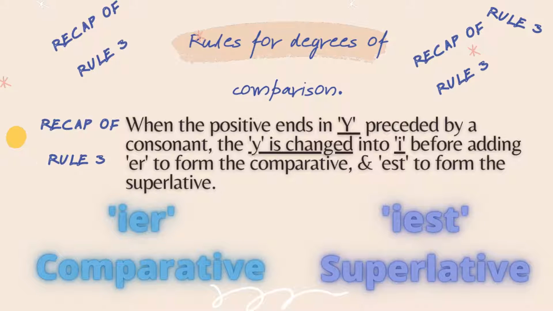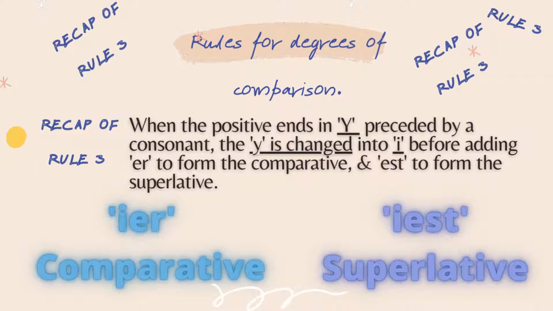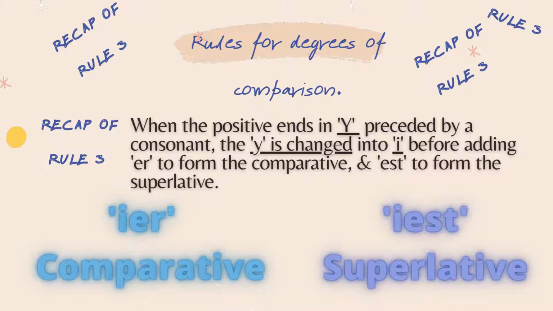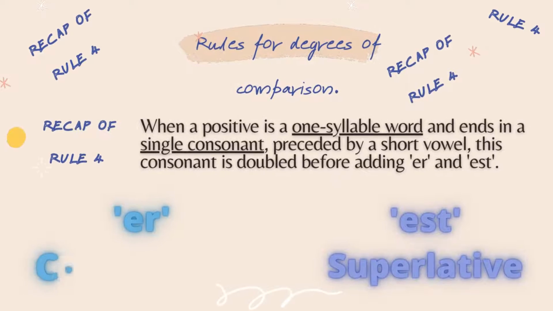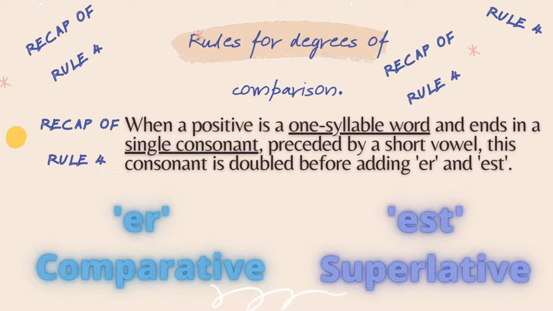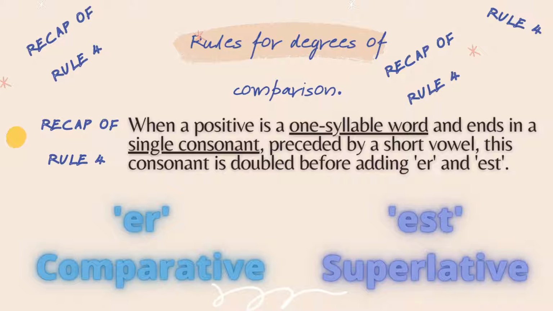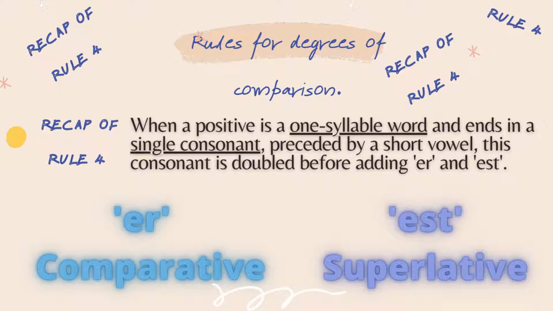Rule 3, when the positive word ends with Y, for example, happy, you should cut out the Y and add IER to the comparative and IEST for the superlative: happy, happier, and happiest. Rule number 4, when the positive is a one-syllable word like big, B-I-G, the vowel here is I and is followed by a consonant G. You should double the consonant, B-I-G-G, and add ER for comparative and B-I-G-G-E-S-T to form the superlative.